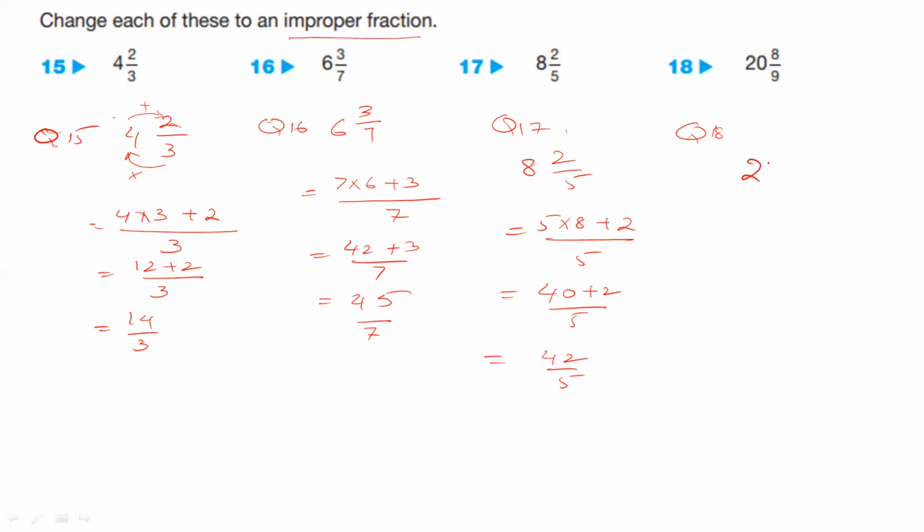This one is 20 whole 8 upon 9. So we make straight away 9 times 20 plus 8 over 9. So what is 9 times 20? 9 times 20 is 180 plus 8 over 9. So when you add these together, 188 upon 9 is the answer for question 18.